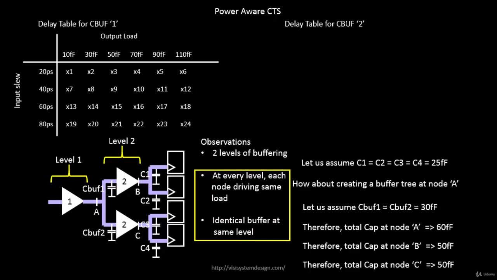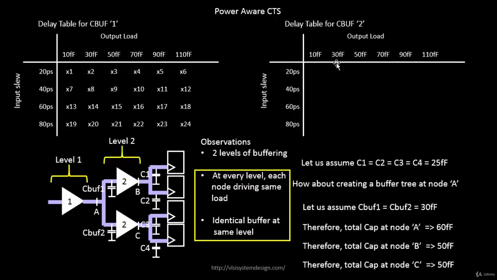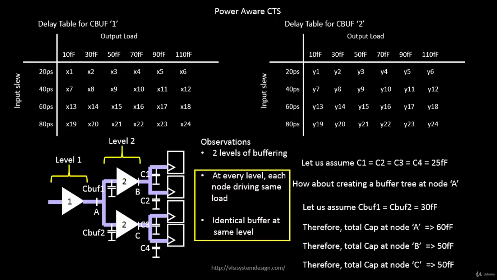So this is a delay table for buffer 2. This is a buffer of type 2 and it has a similar delay table but with different values, because this buffer might be made of different PMOS and NMOS transistors, and in reality every PMOS and NMOS transistor differs from its nearby transistors. Basically this could be of a lower drive strength and this could be of a higher drive strength. So that's the reason this will have different delay values.